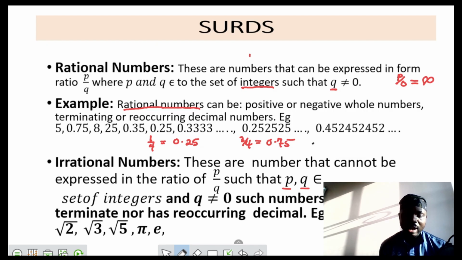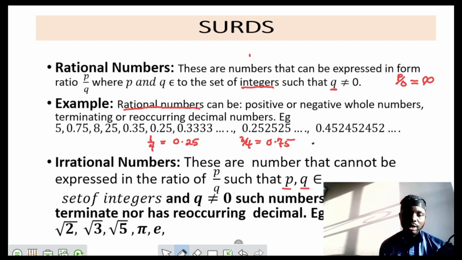And the decimal is also not recurring. It's not repeating. So the decimal has no end, and it is not reoccurring. If it has no end and it is reoccurring, it will become a rational number. But the decimals are not reoccurring. So you continue to have different digits of decimal numbers until infinity. Such a number is irrational.